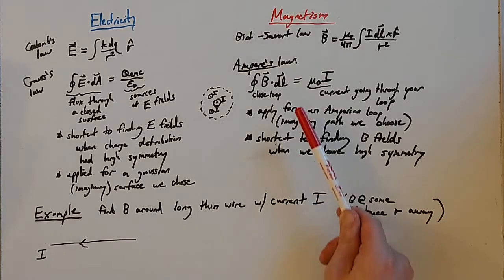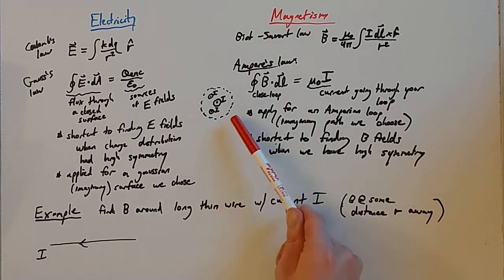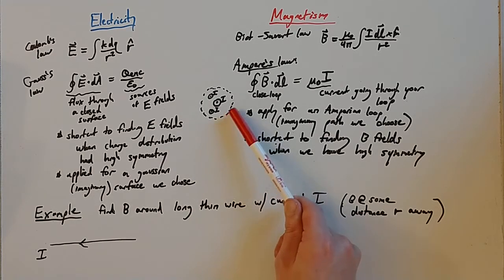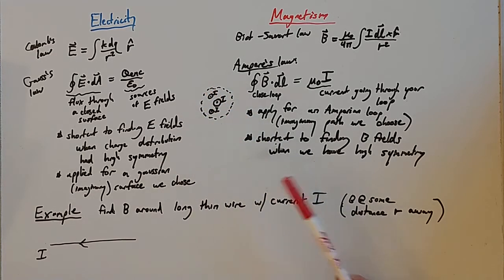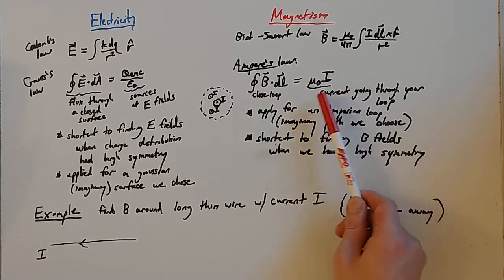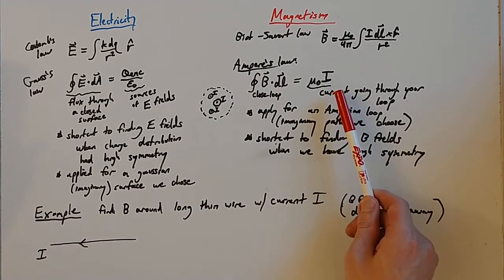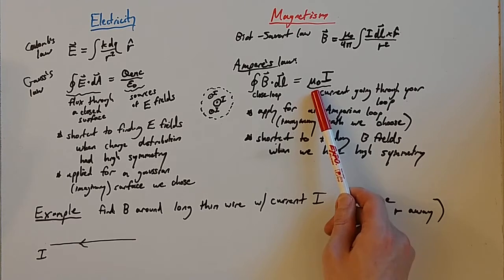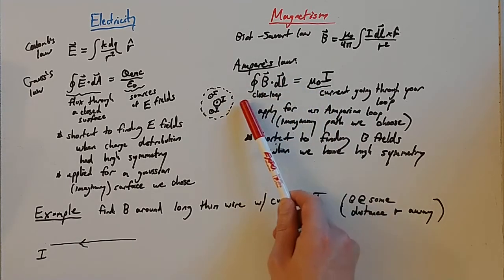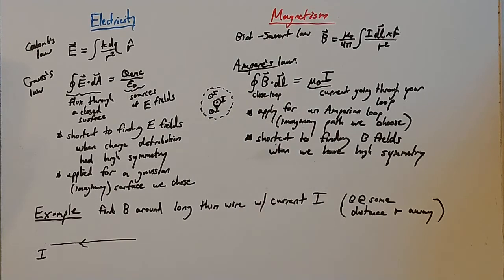It says that if we walk in some closed loop around some wires, around current, through some magnetic field, then that will let us find that the amount of current going through the loop is related to the integral over this path, all right? So let's do an example here.